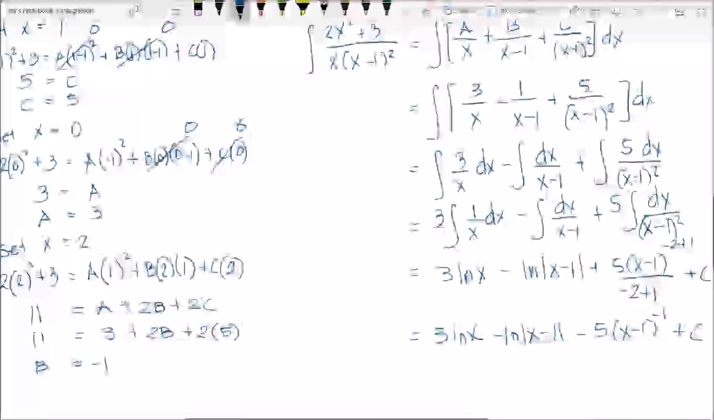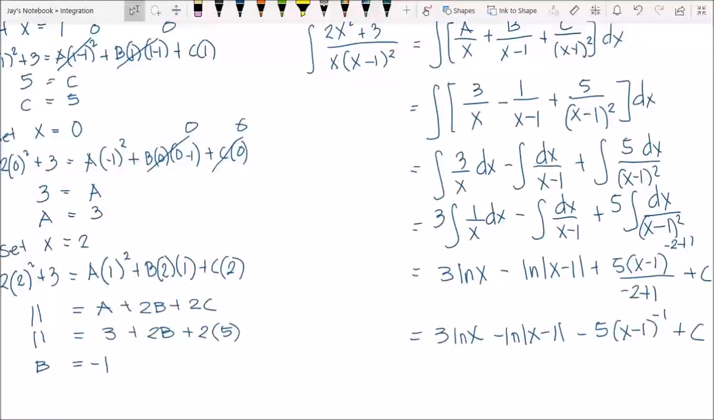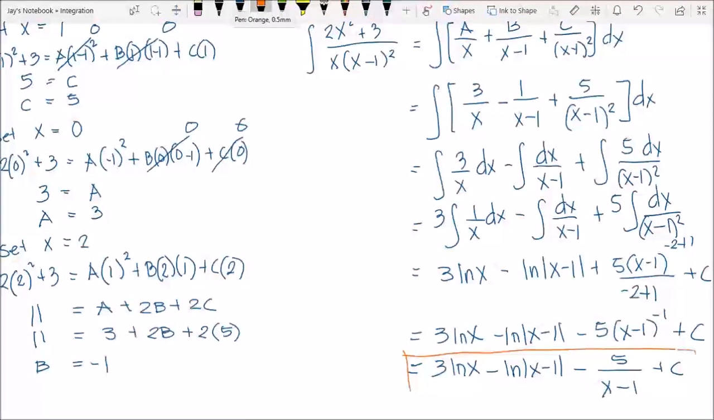Okay, so let's change the negative exponent to a positive exponent, so we try to put it at the denominator. That is equivalent to 3 natural logarithm of x, minus the natural logarithm of x minus 1, minus 5 over x minus 1, plus c. So this is the integration of 2x squared plus 3 over x times x minus 1 squared.